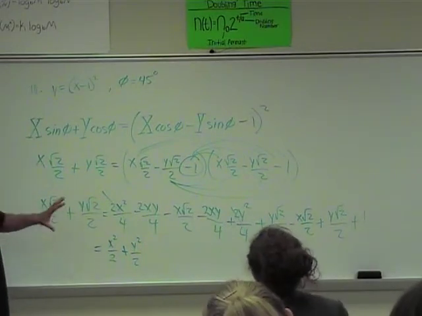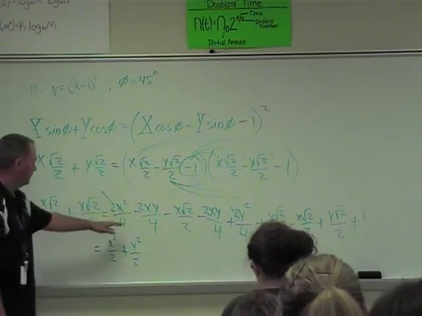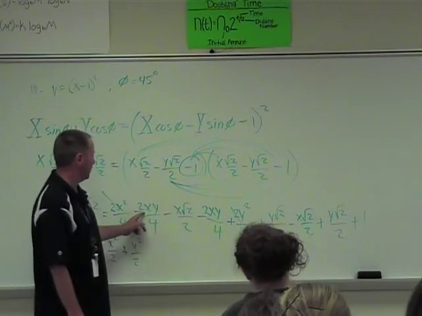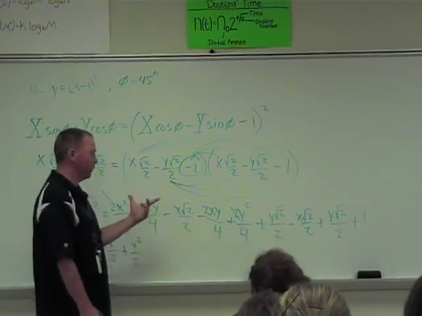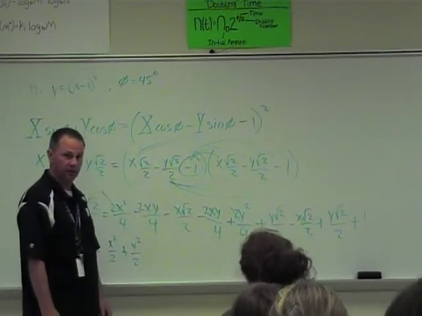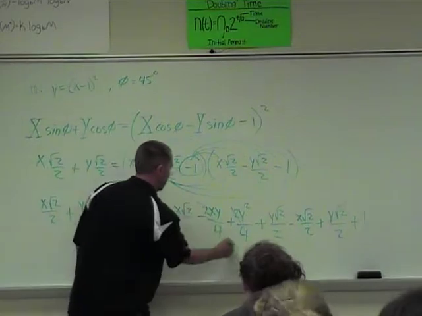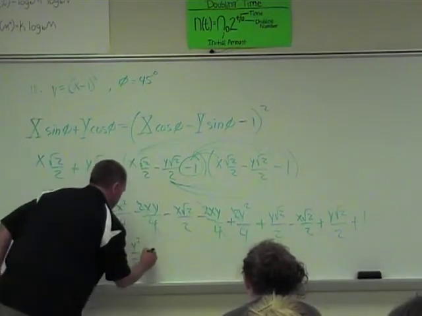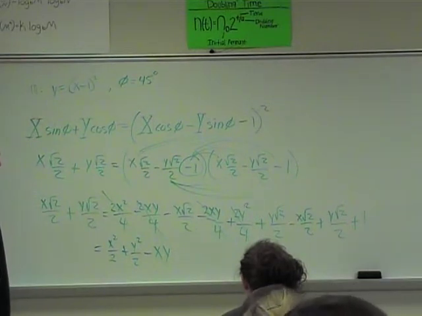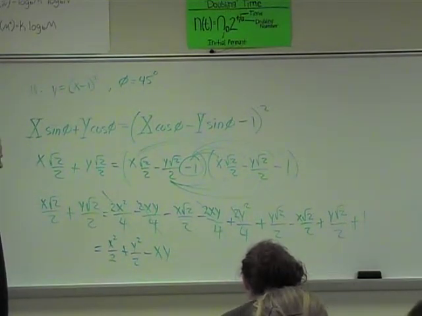Now I'm going to put the xy's together. Here's an xy, there's an xy, so a -2 and a -2 gives me a -4xy over 4, which is just negative xy. Negative xy, any others? Alright, so minus xy. Remember, these are all capital letters.